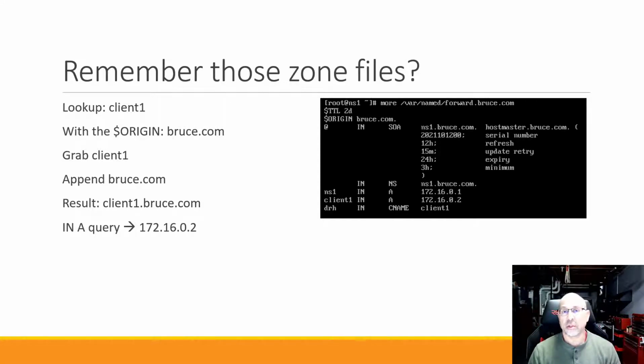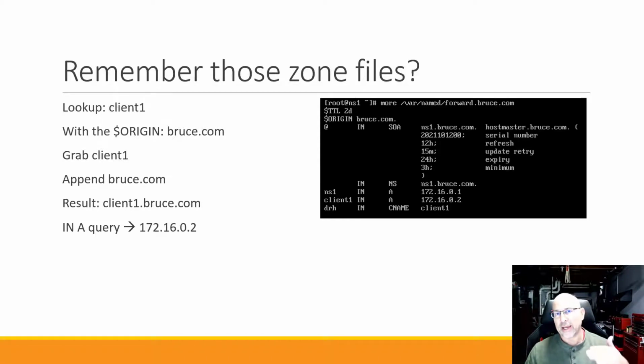So the client would already know that it would be client1.bruce.com. When it gets to a zone file, though, you are looking for client1. Well, the query comes in, and with the origin statement, what this says is that I'm going to take that origin statement and append it to all of these records here. Now, you don't have to have an origin statement in a zone file, but it's often used.